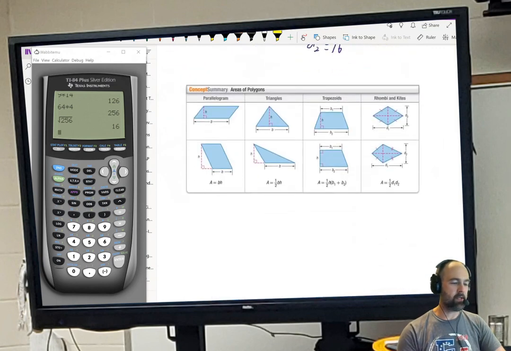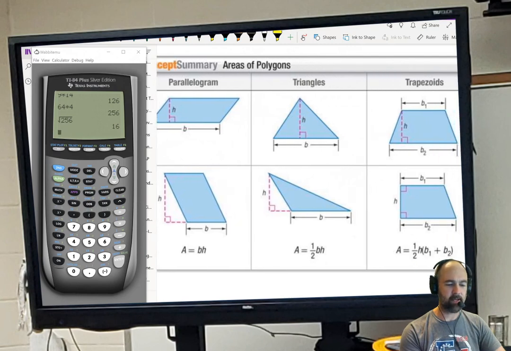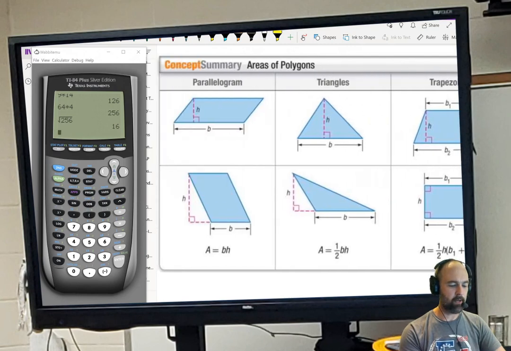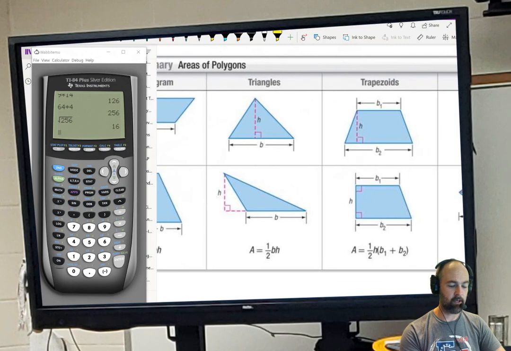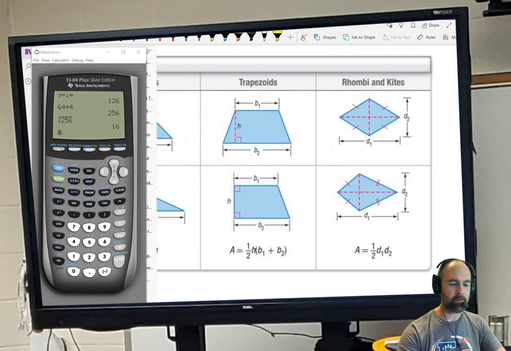Well, there we go. There's that summary. Remember parallelograms? Any type of parallelogram, area is just base times height. Triangles, 1/2 base times height. Trapezoids, 1/2 times height times B1 plus B2. And then our rhombuses and our kites, 1/2 times diagonal 1 times diagonal 2. So that's it for our area of parallelograms, triangles, trapezoids, rhombuses, and kites.